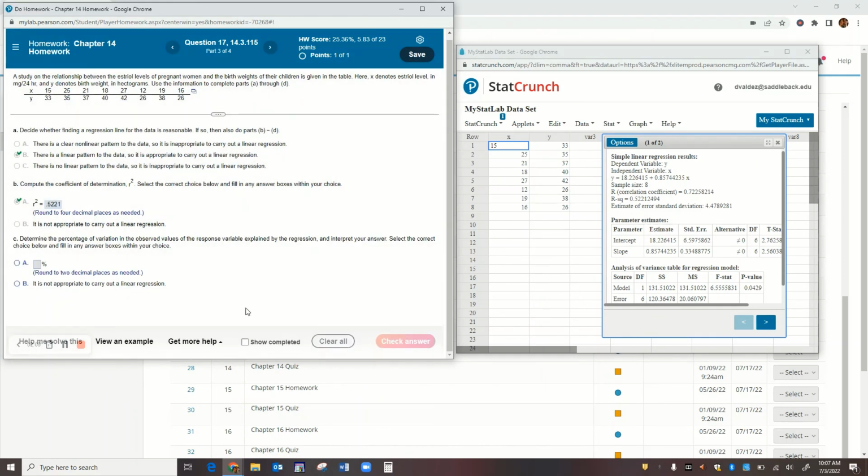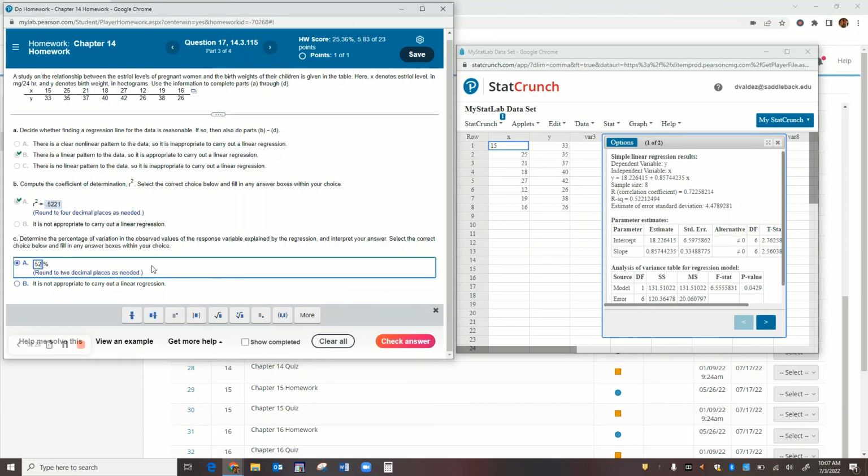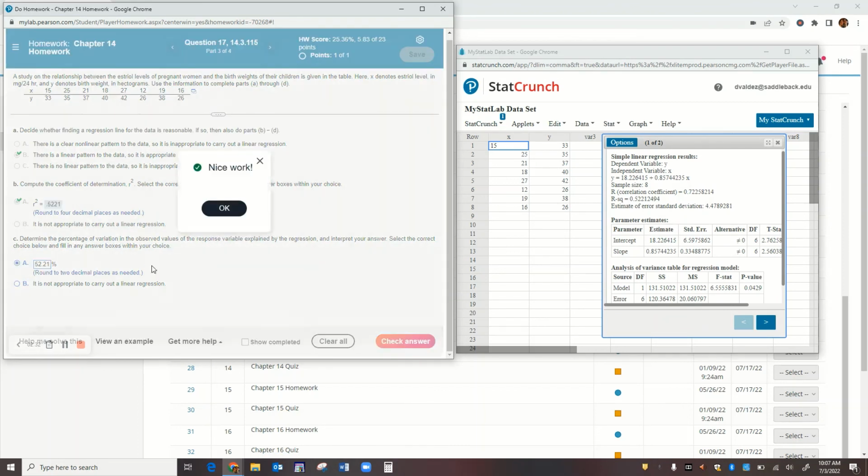Determine the percentage of variation in the observed values of the response variable explained by the regression and interpret your answer. So remember, the coefficient of determination, R squared, tells me how much percentage of variation is attributed to the regression equation. So this is going to be 52.21%. Just take R squared, make it a percent.